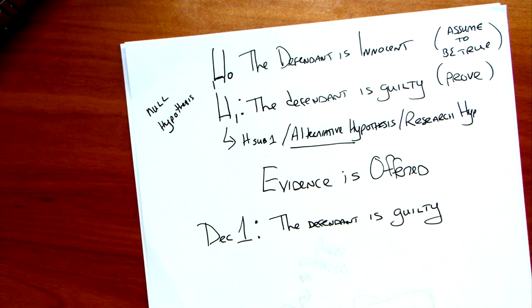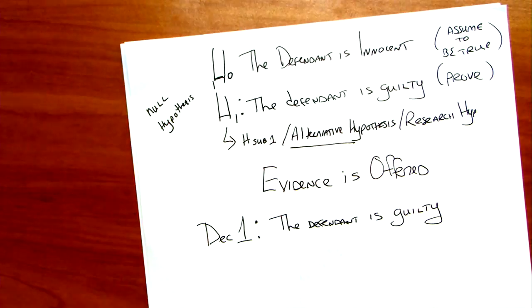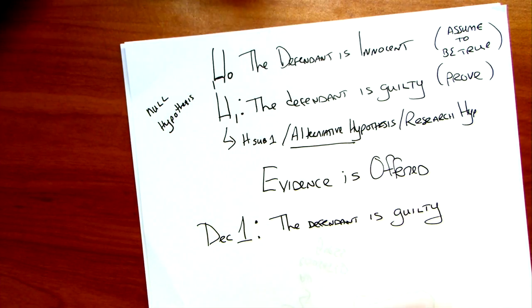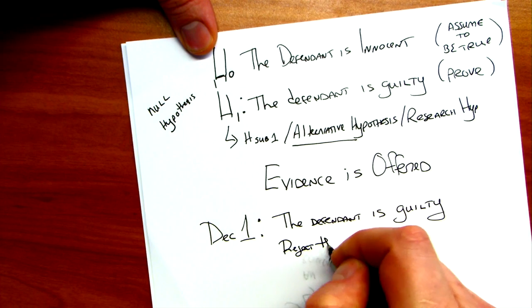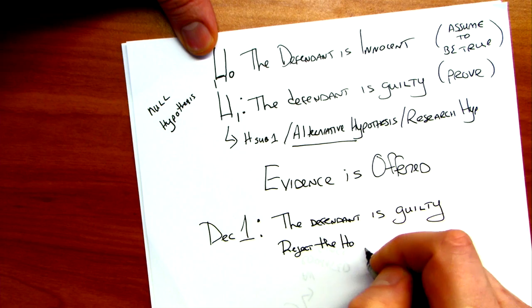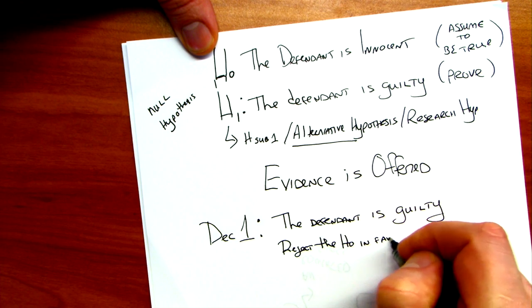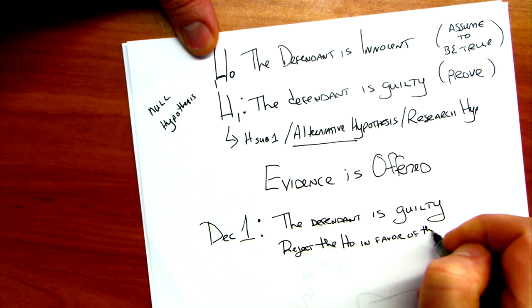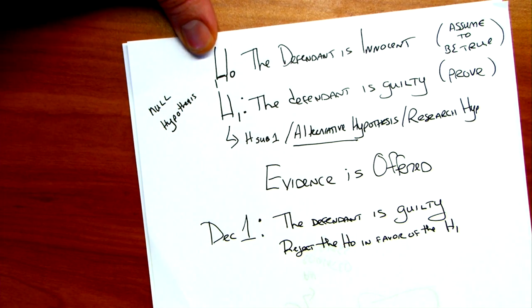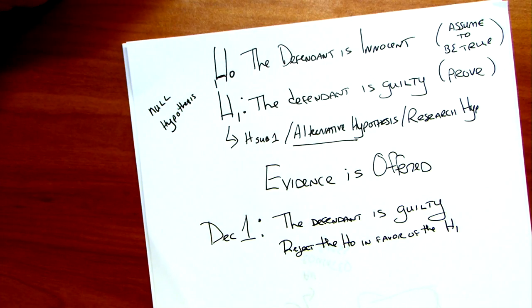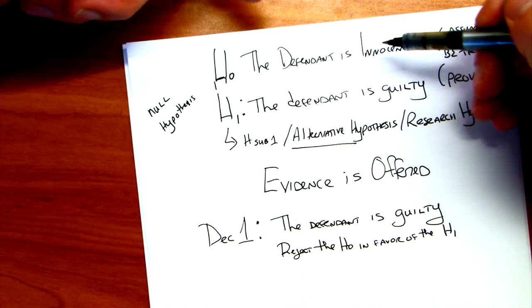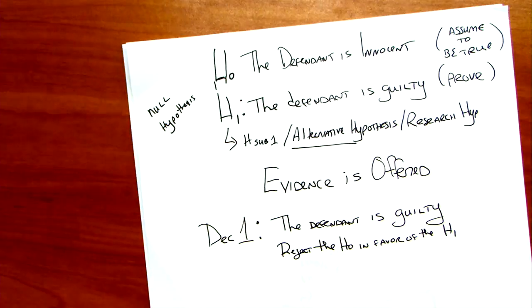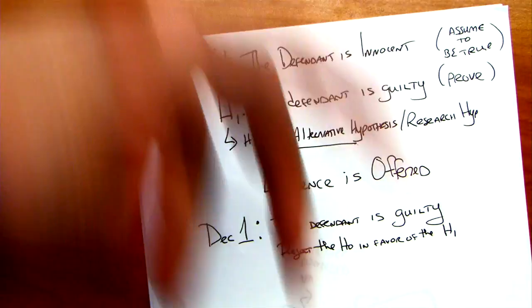Now, I'm going to write that a little bit differently because when we talk about this, generally speaking, what we're really doing is we're rejecting, and this is kind of crazy, the null hypothesis in favor of the alternative hypothesis. So we're rejecting his innocence or her innocence in favor of their guilt. We're rejecting the null in favor of the alternative. And for us to make that decision, how much evidence does there have to be?